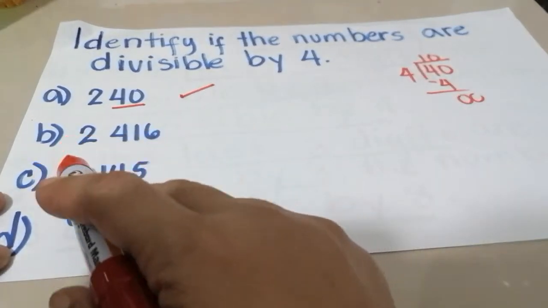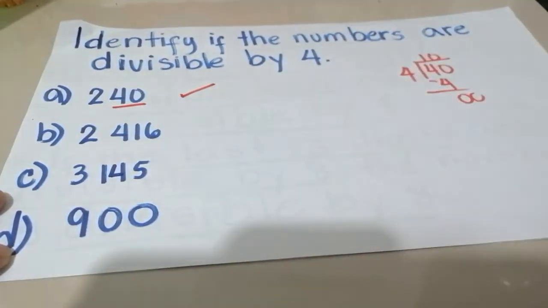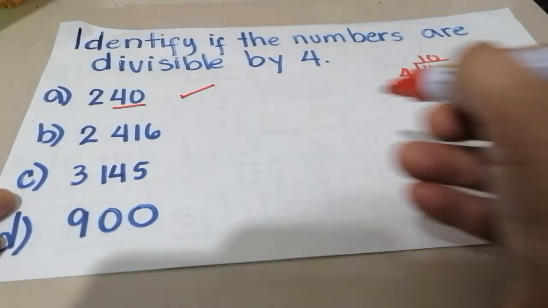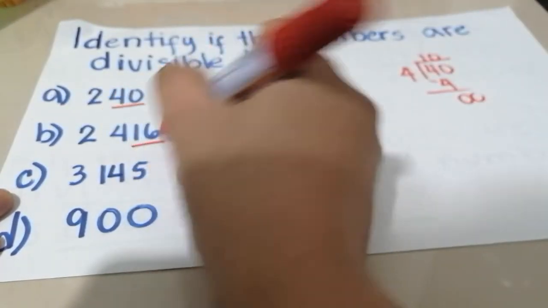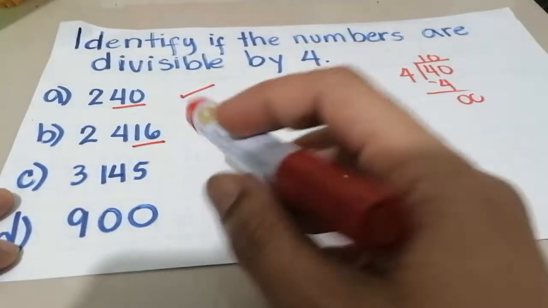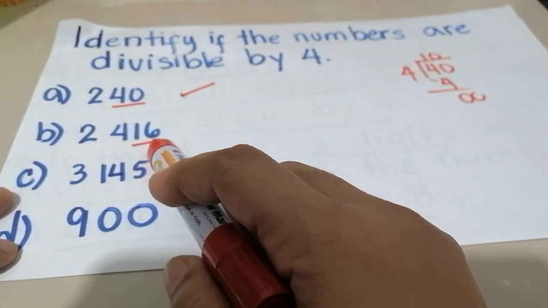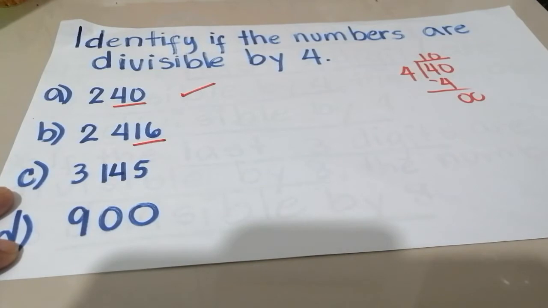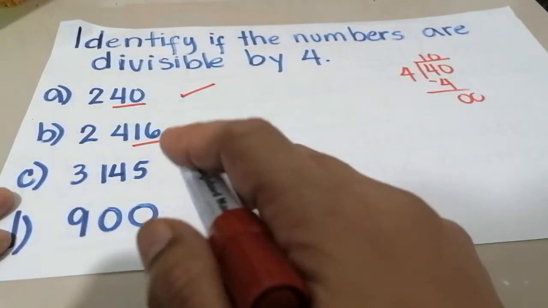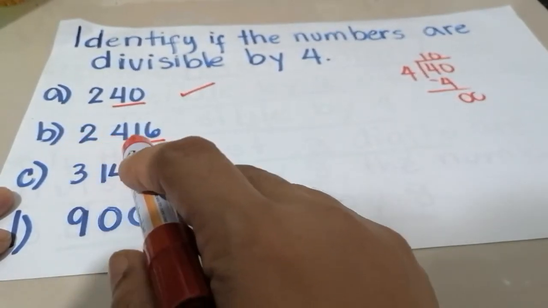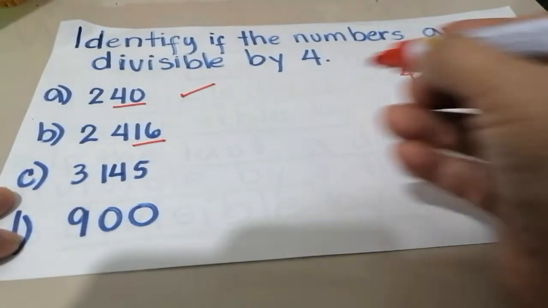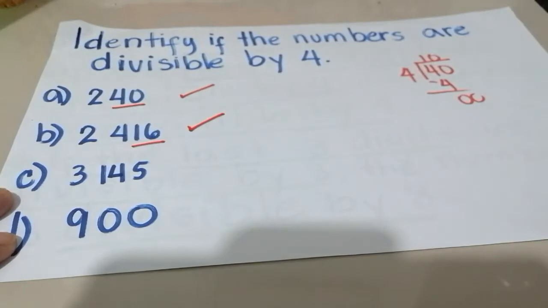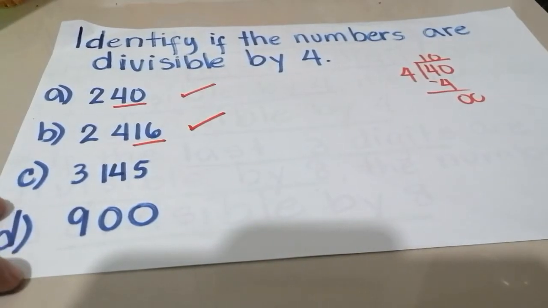Next, 2,416. Is it divisible by 4? Again, we just need to get that last 2-digit number, 16. If we divide 16 by 4, it will give us 4 as the answer because 4 times 4 is 16. And so we say that 2,416 is divisible by 4 kasi it won't give us any remainder when we divide 16 by 4.